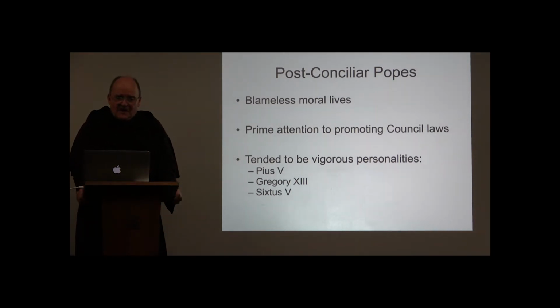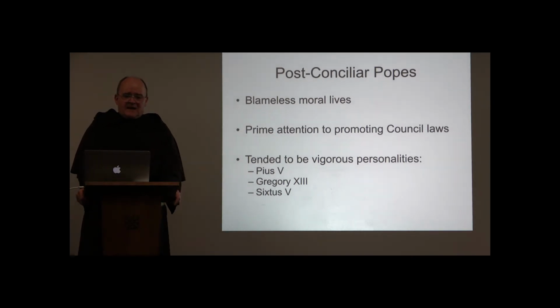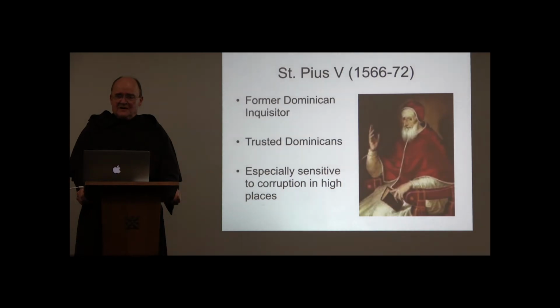To give him credit, Pius V, like the other popes following the council, was good. Nobody was able to accuse them of any kind of corruption or immorality, quite different from the popes from 100 years earlier. And they were all dedicated to promoting the laws and regulations of the Council of Trent. 3 notable ones for us and Teresa's reform: Pius V, Gregory XIII, and Sixtus V. All of these are going to have an impact on Carmelite life, generally positive, but there's going to be a lot of confusion in the middle.